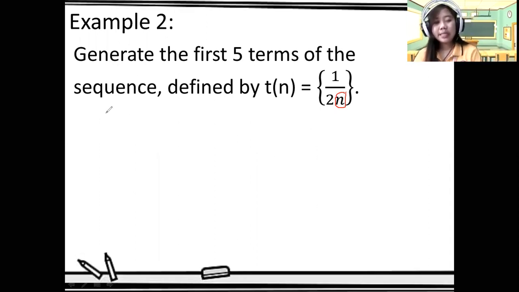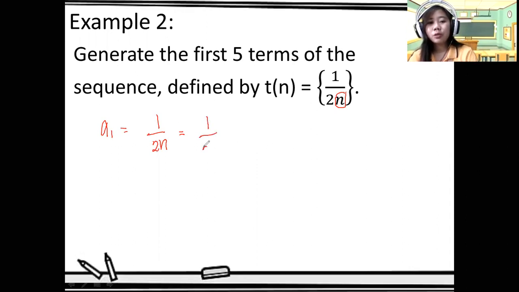Okay, so we have a sub 1. A sub 1 is equal to 1 over 2n, is equal to 1 over 2 times 1. Ma'am, why is it 1? Because the missing term, or the value that we need to find, is the first term, or 1. Okay, the first term. So that is the first one we will get.